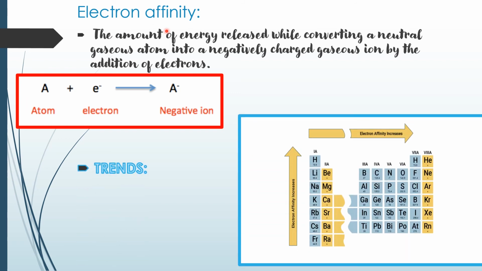The trends in the periodic table are: moving from left to right in a period, the electron affinity increases. From moving bottom to top, electron affinity increases. Or from top to bottom, the electron affinity decreases.